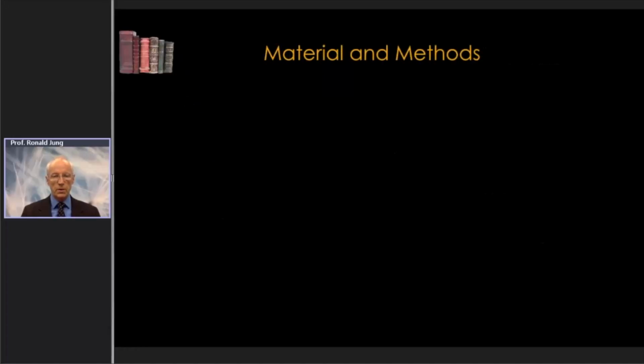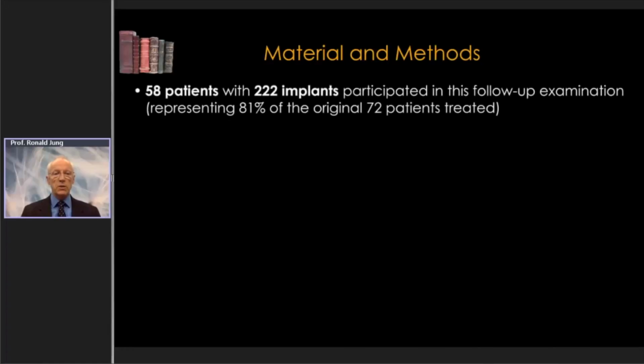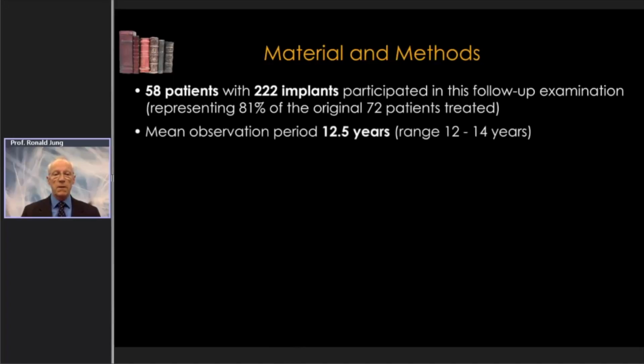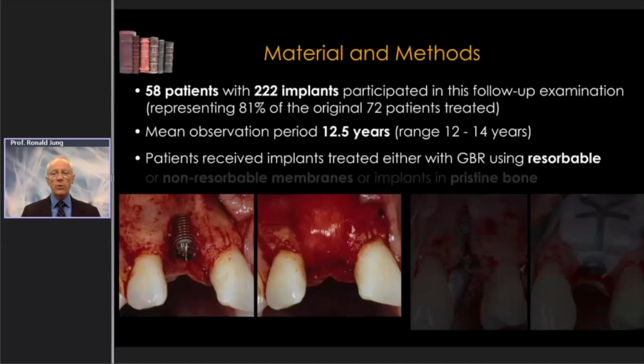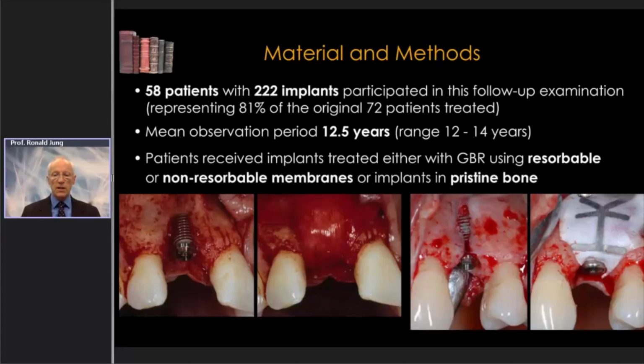Material and methods. We were able to include 58 patients with more than 200 implants in these follow-up examinations. They still represent 80% of the initially 72 patients that were treated. And we have a very long observation period of 12.5 years. Patients received implants treated either with GBR using the resorbable membrane, as you can see on these two images, or with non-resorbable EP2FE membranes, as you can see on the two images on the right side. And in addition, there was a third group with implants fully placed in pristine bone.